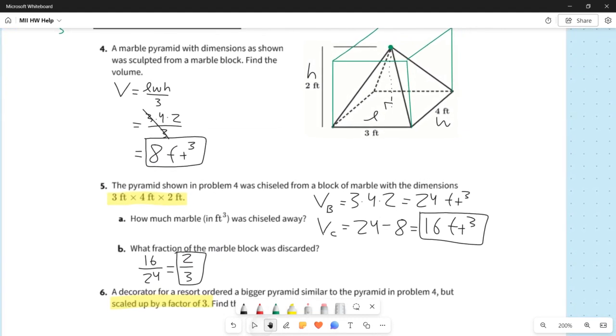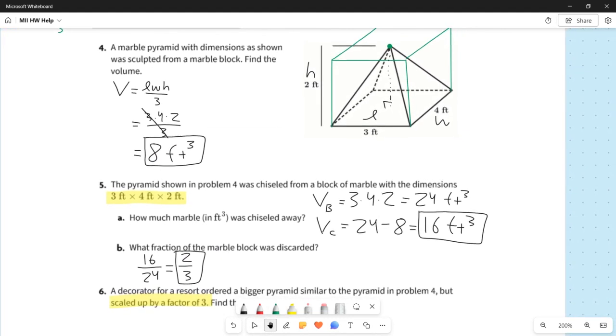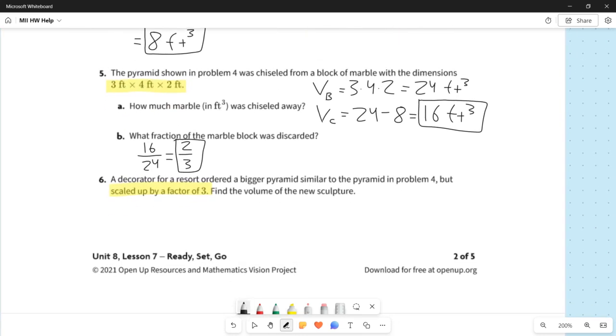One way to do this problem is to take our scale factor, which is 3, and obtain new dimensions, a new length, a new width, and a new height, and then find the volume of that new pyramid. So our original length was 3, so we'll call this L2. So L2 is going to be L1 times 3. And L1 was 3, so this is simply 3 times 3, which is 9. That's my new length.